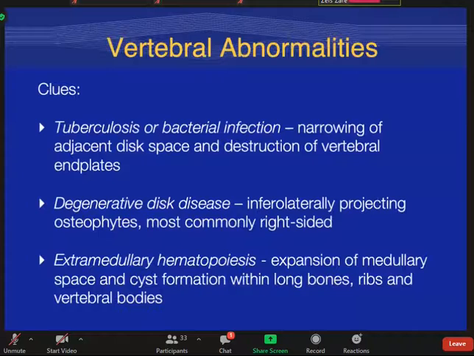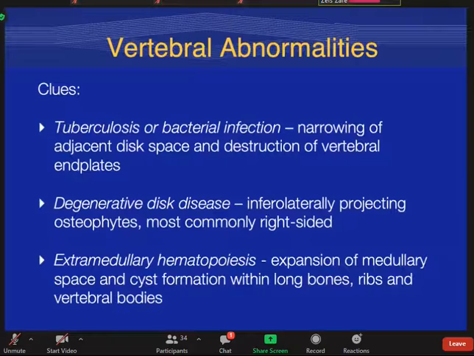In patients with paravertebral abscess secondary to tuberculosis or bacterial infection, there is narrowing of the adjacent disc space and destruction of vertebral end plates. In degenerative disc disease, we can see inferolateral projecting osteophytes, which is commonly right sided.